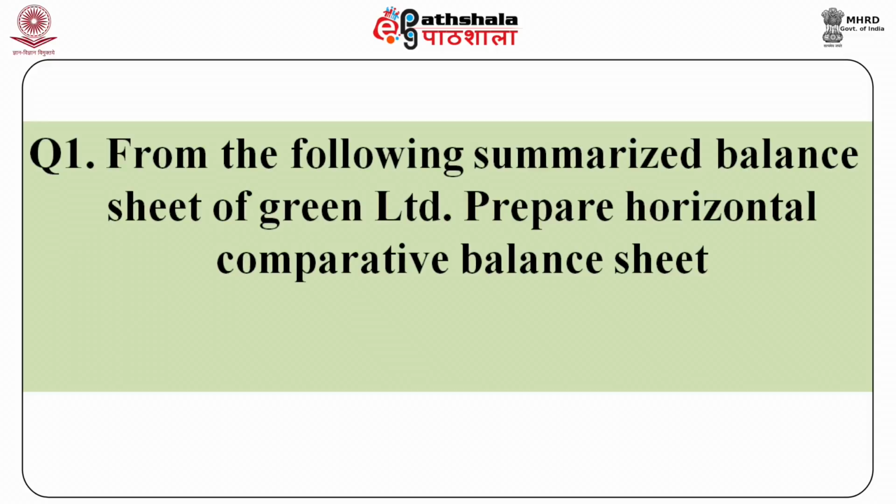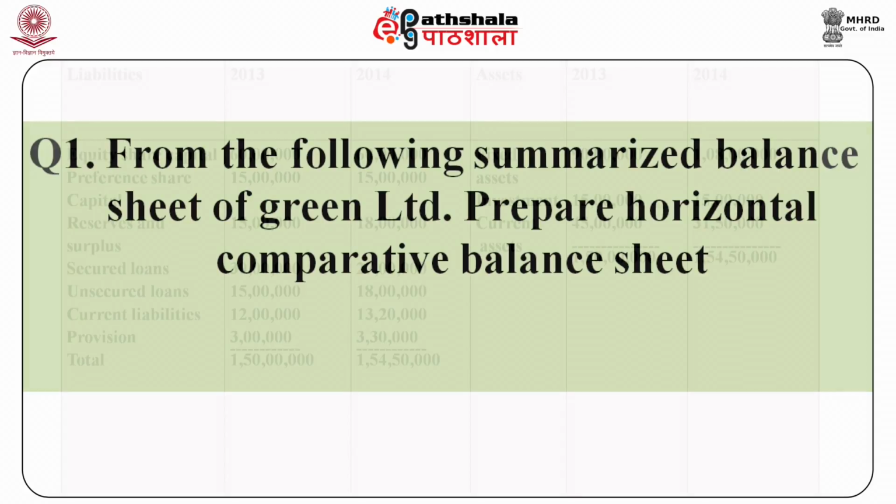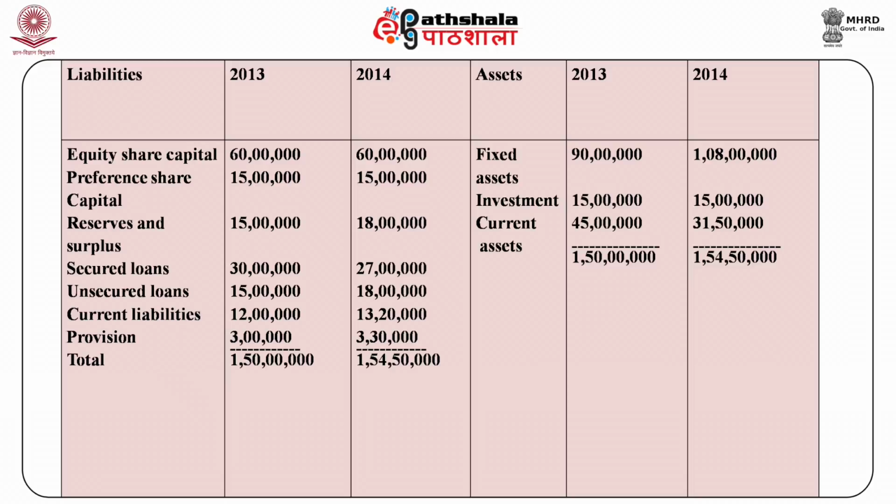The first problem is we have been given the summarized balance sheet of Green Limited and we have to prepare a horizontal comparative balance sheet. We have been given liabilities comprising of equity share capital, preference share capital, reserves and surpluses, secured loans, unsecured loans, current liabilities and provisions. The amounts for the year 2013: equity share capital is 60 lakh, preference share capital is 15 lakh, reserves and surpluses is 15 lakh.